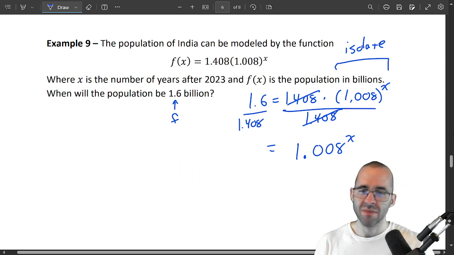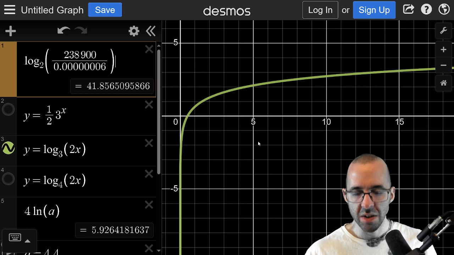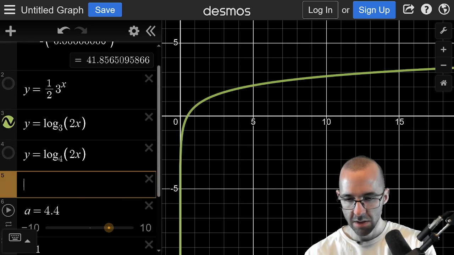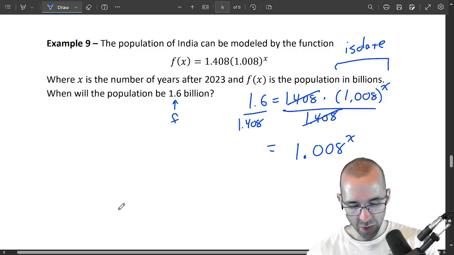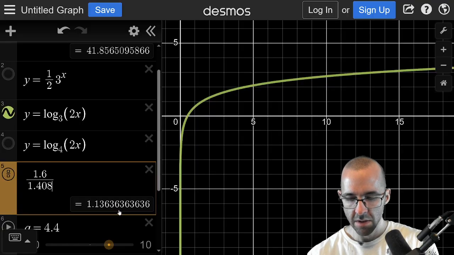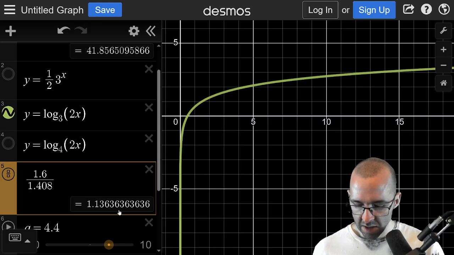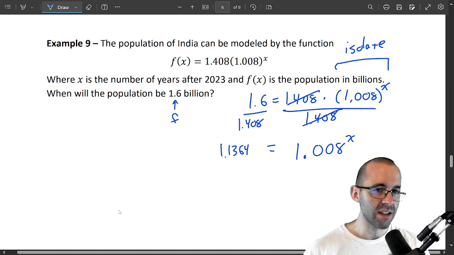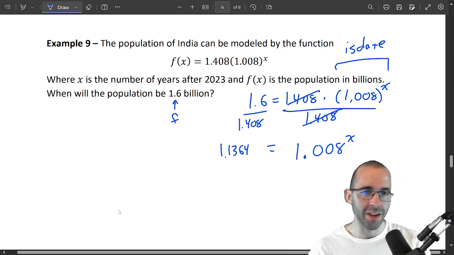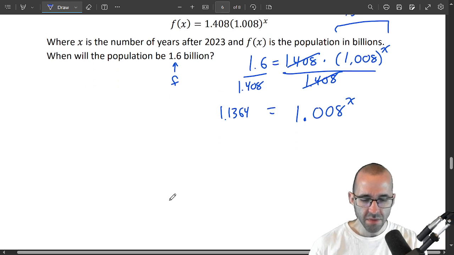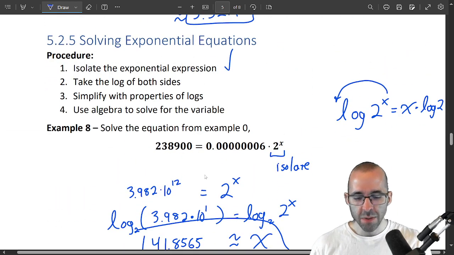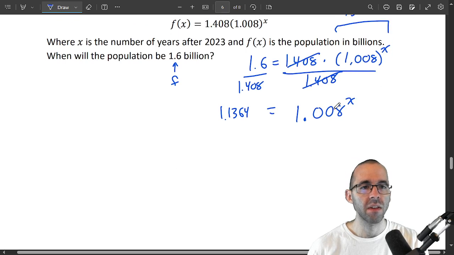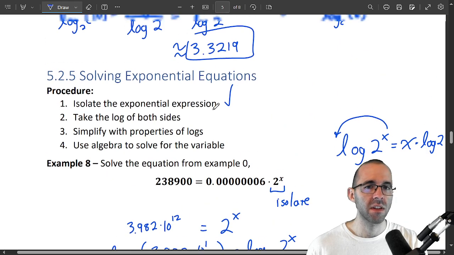What is the left-hand side? Let's use a calculator. 1.6 divided by 1.408. About 1.1364. It's really best to keep it as a fraction and keep an exact answer, but let's not worry about it too much. That was step 1. Our exponential expression is by itself now. This exponential expression is the only thing on this side of the equation.